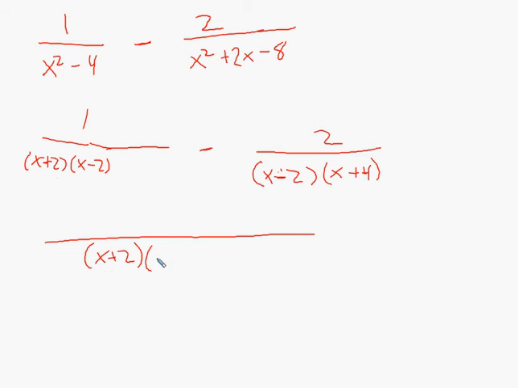X plus 2, x minus 2. I already have an x minus 2 there, so I don't need to count it again. Now, if I had another one, I would count it again. So if there were 2 of these, I would have to add that in. And then an x plus 4.